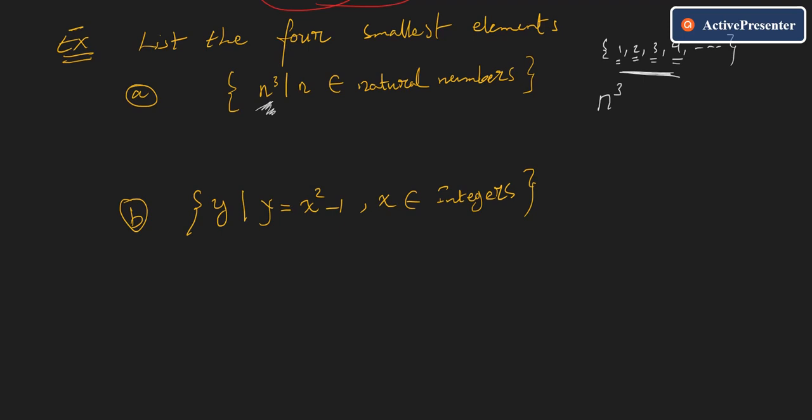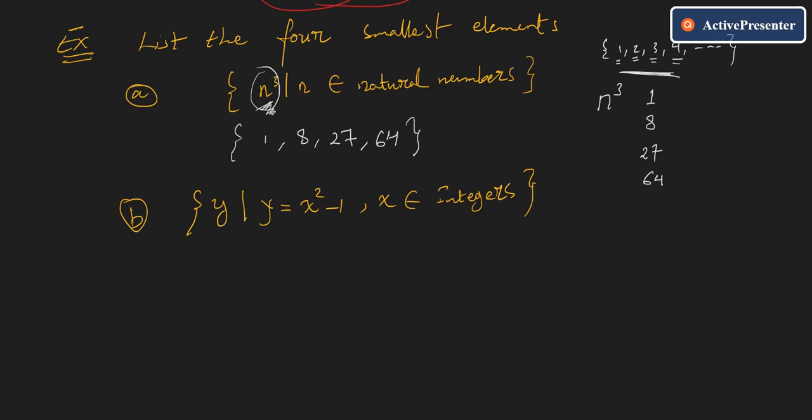So the first element 1 cube will give 1. The second element 2 cube will give 8. The third element 3 cube gives 27. And the fourth element 4 cube gives 64. So listing the smallest 4 elements of n cube, the set is 1, 8, 27, 64.